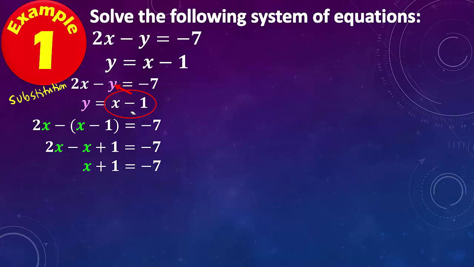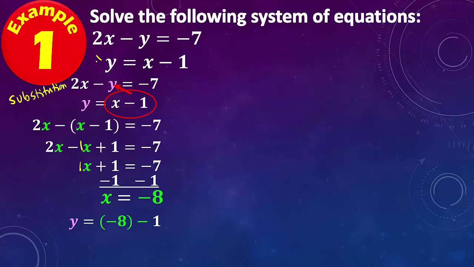If it helps, think about it like this. You've got 2x minus 1x, which leaves you with 1x. And then we have, so it's basically x plus 1 equals negative 7. Subtract 1 from both sides, which will leave you with x equals negative 8, which is the first part of your solution, your x.